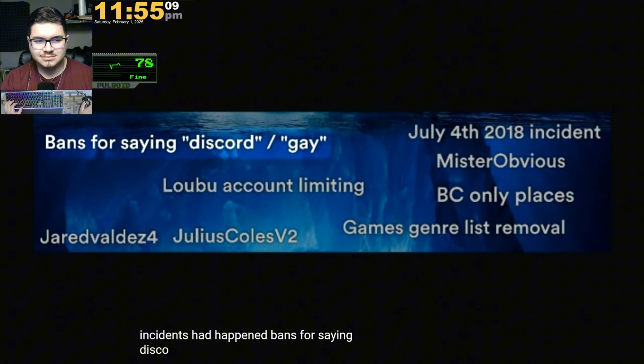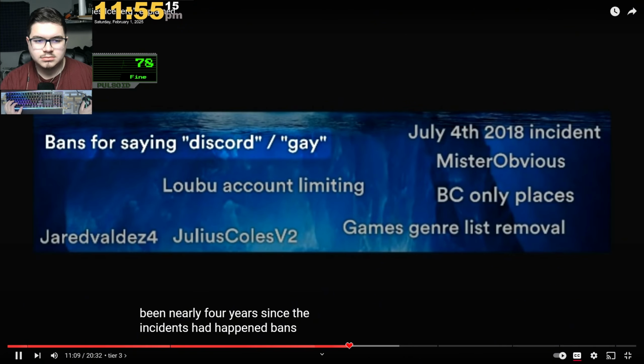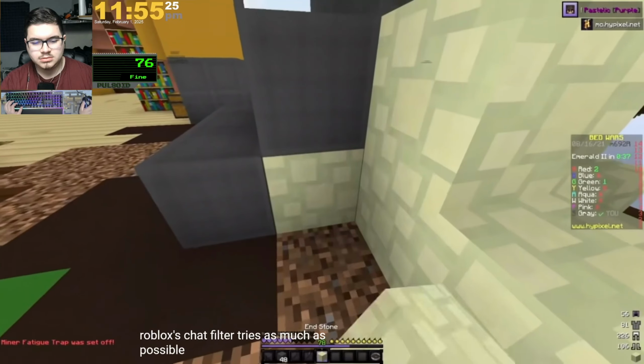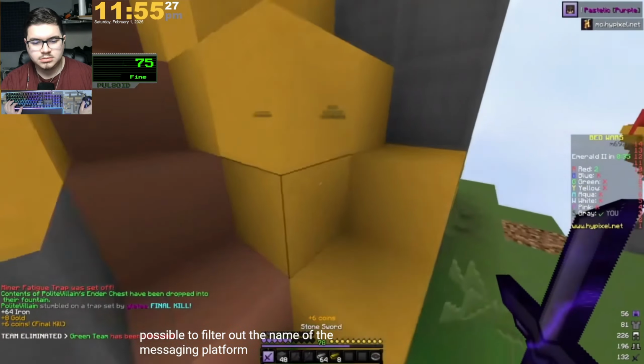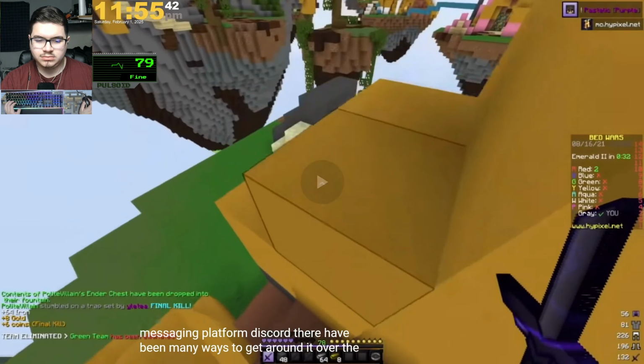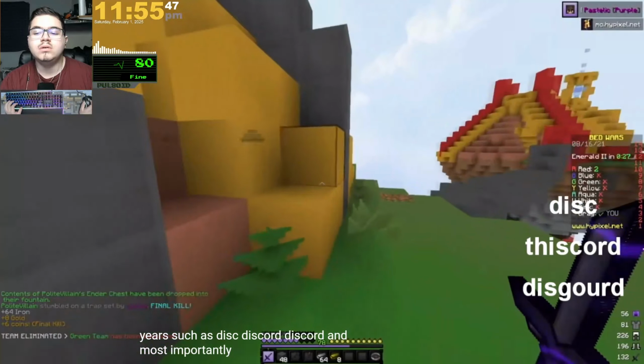Bans for saying Discord. Wait, hang on, go back. Roblox's chat filter tries as much as possible to filter out the name of the messaging platform Discord. There have been many ways to get around it. Oh yeah, it's weird. It's kind of weird though. Why do they censor Discord, but they put Discord as a social button below your game? It doesn't make any sense. But sure. For the years, such as Disc, Discord, and importantly Disco.